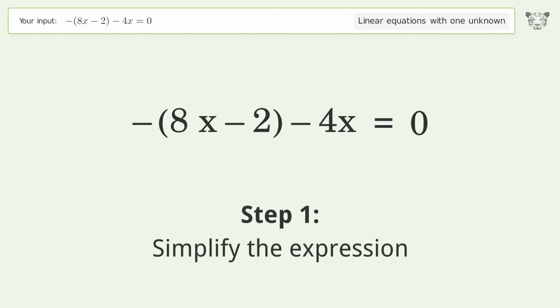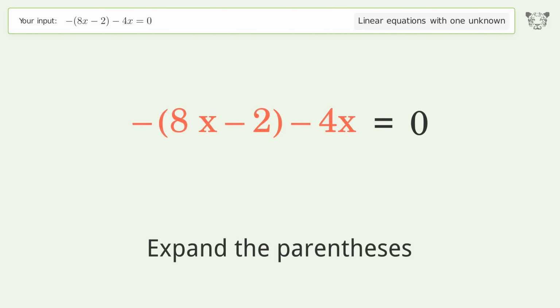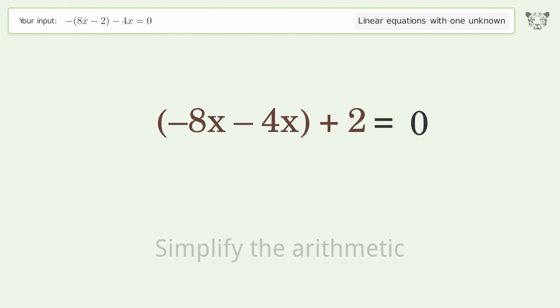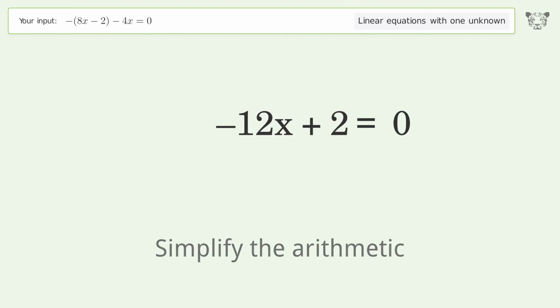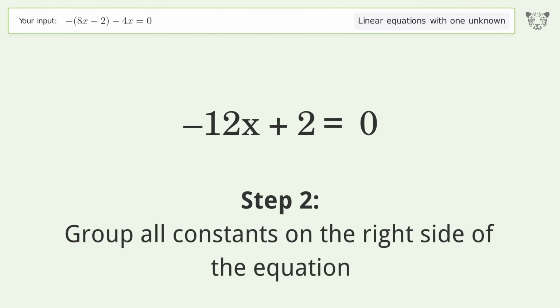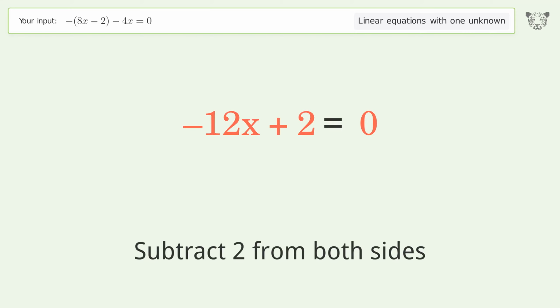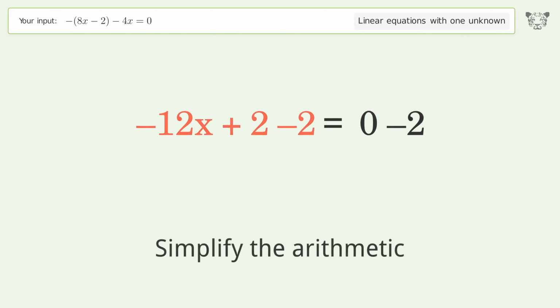Simplify the expression. Expand the parentheses. Group like terms. Simplify the arithmetic. Group all constants on the right side of the equation. Subtract 2 from both sides. Simplify the arithmetic.